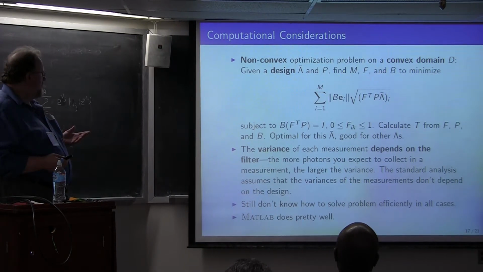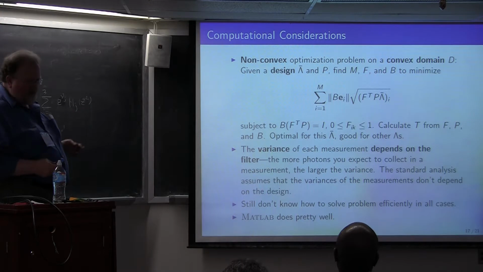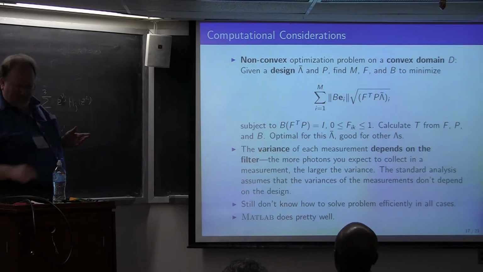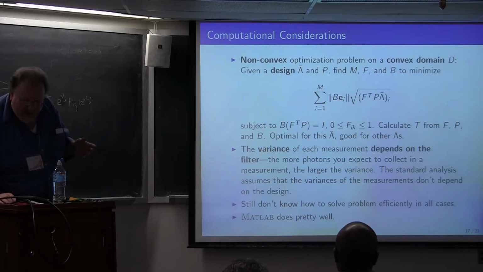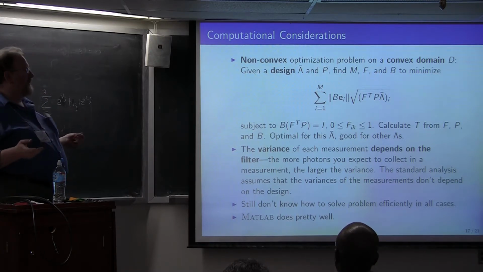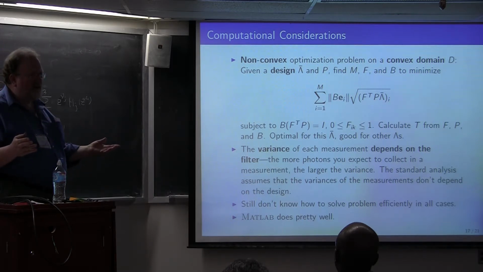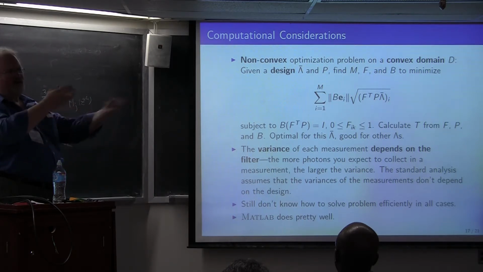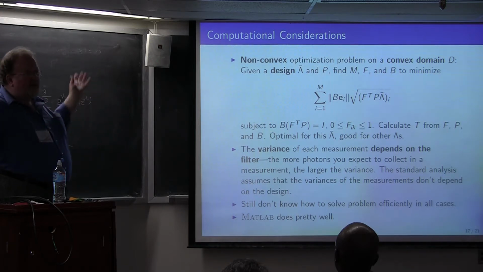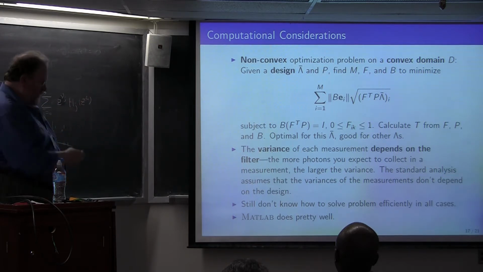Now, why is this non-convex? Well, in the standard field of optimal design, they assume that the variance of each measurement is the same. So the variance is fixed, sigma squared, for every measurement. That's not true here, because it depends on the filter. The more photons you expect to collect in a measurement, the larger the variance. So the standard stuff doesn't quite apply, and that gives you the non-convexity too.